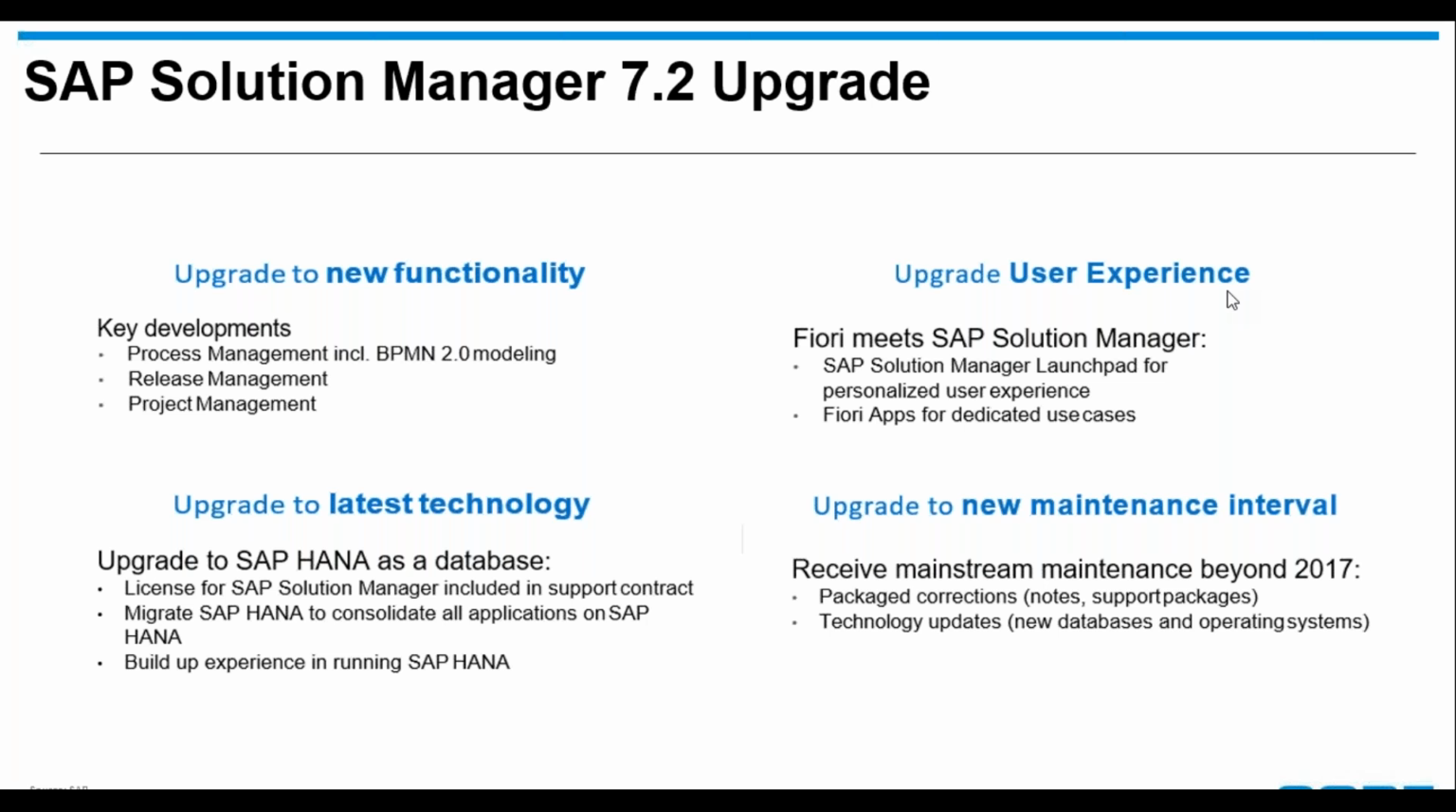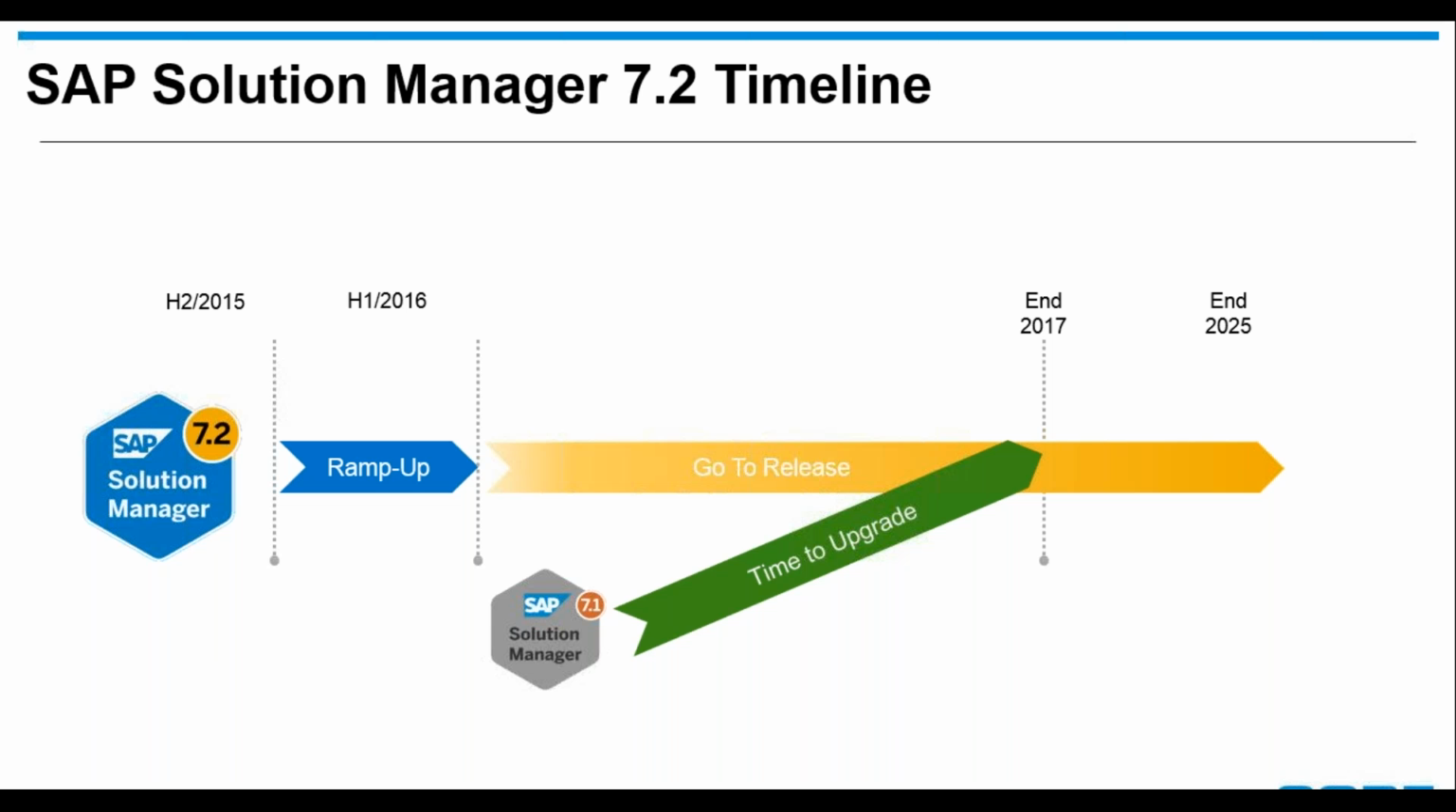Latest technology, 7.2 can run on HANA database. It's part of the license. No extra cost involved. And it may be that you want to go to 7.2 to build up experience in running HANA. And the Fiori, you just saw that. That's a big deal. Makes it easier to use and more intuitive. And then by upgrading, mainstream maintenance continues after that with notes.